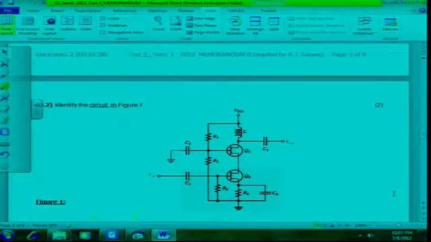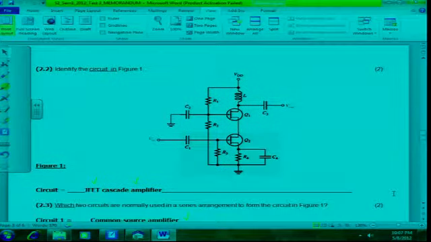Alright, question 2.2, you had to identify the circuit. I see I made a mistake here. I fixed it in my memo that I used to mark, but of course it's not a cascade amplifier, it's a cascode. If you wrote cascade, then of course you also didn't get the mark. So remember, that's a cascode, and it's a JFET. So for JFET and cascode, you got the 2 marks.